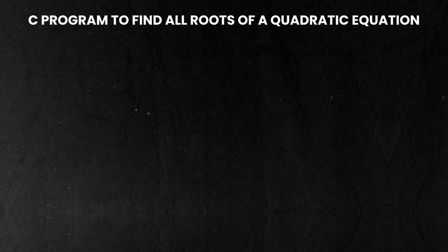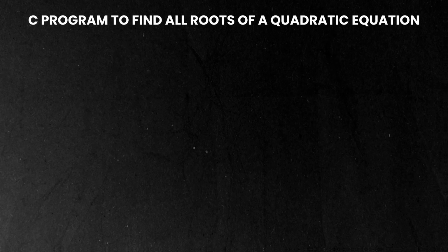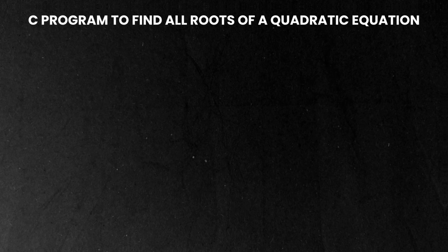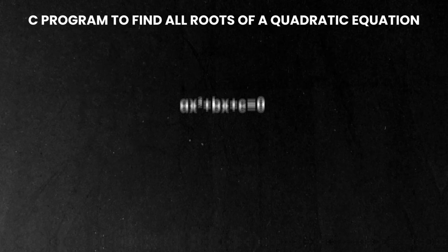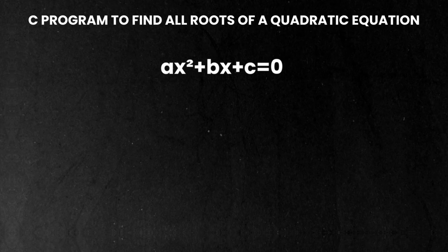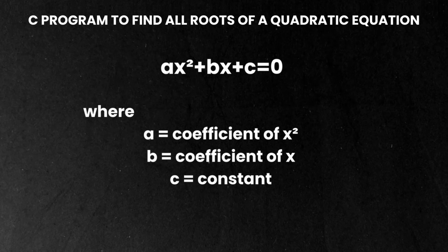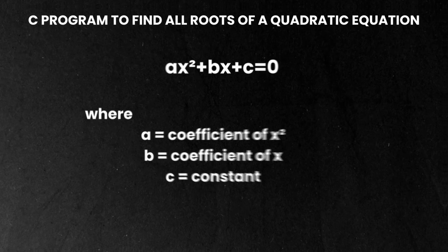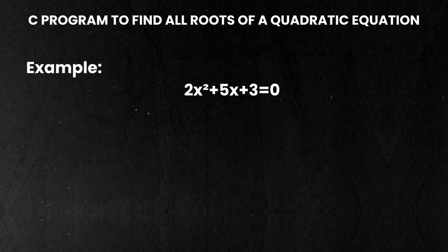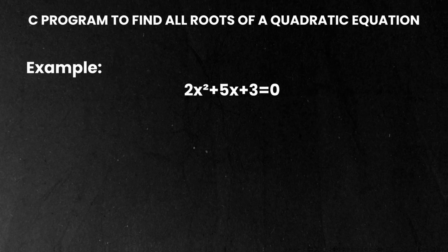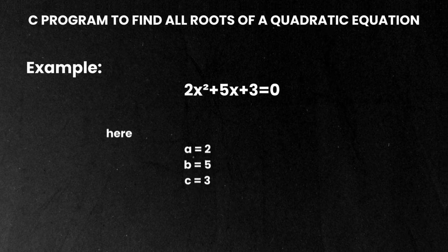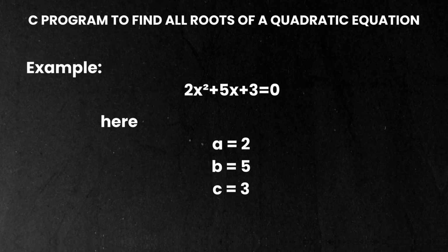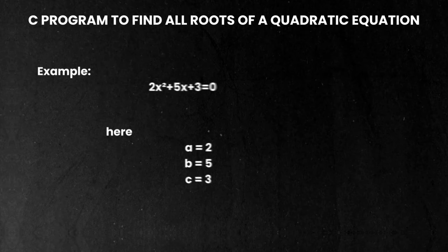Hello everyone. In today's class, we are going to write a program to find all roots of a quadratic equation. Generally, a quadratic equation is in the form ax² + bx + c = 0, where a is the coefficient of x², b is the coefficient of x, and c is the constant. For example, let us take 2x² + 5x + 3 = 0. Here a is 2, b is 5, and c is 3.